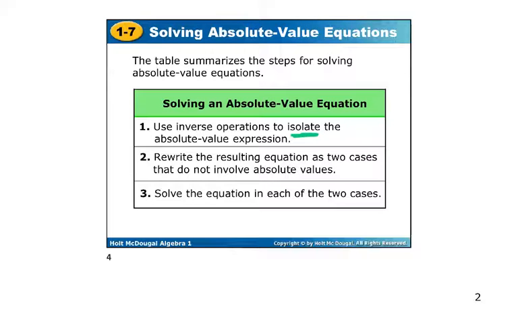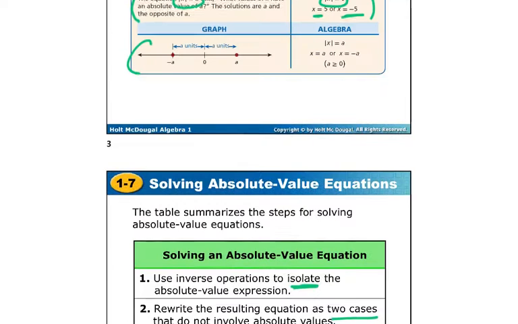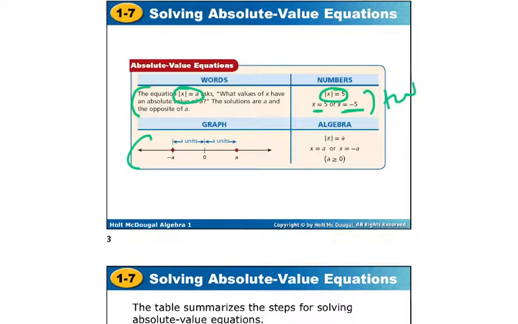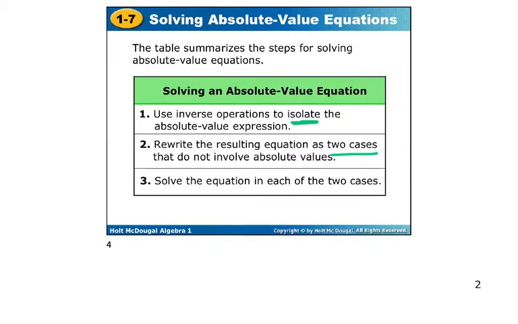Then we're going to rewrite the resulting equation in 2 cases, because remember, when we were talking about it up here, there are 2 solutions, and so they're also called cases. Because, for instance, in one case it could be -5, and in one case it could be 5. So either way. Alright. Then, after that, we solve the equation as if it was 2 separate problems, so just regular solving. So, of course, we'll try this out.